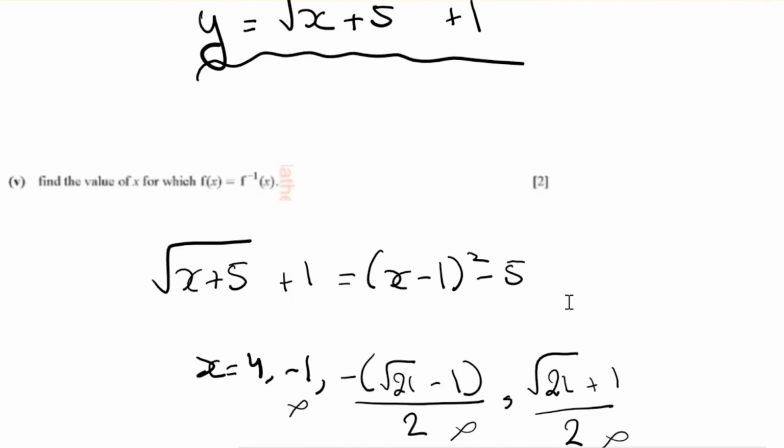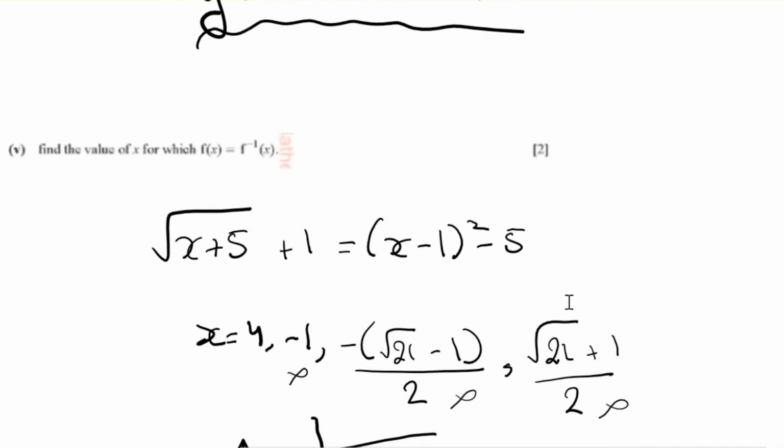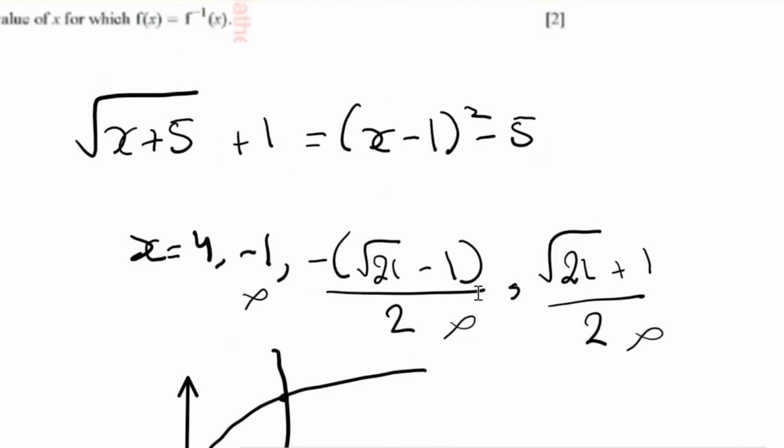I have not shown the working over here as it's pretty obvious what it will be. If you don't understand, please feel free to solve it yourself and see how I got these 4 answers. So the 4 answers I got are x is equal to 4, x is equal to minus 1, x is equal to minus root 21 minus 1 by 2, and x is equal to root 21 plus 1 by 2.